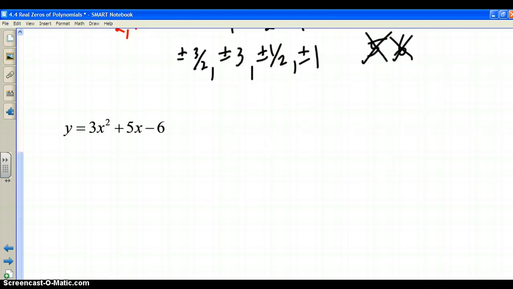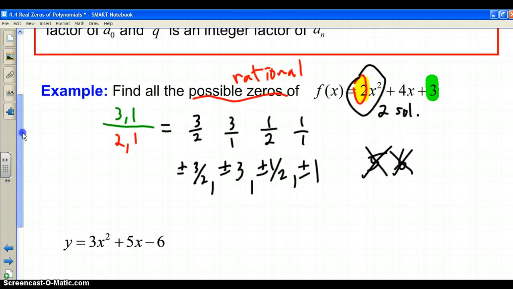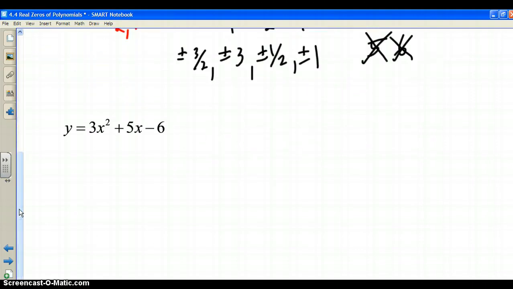Okay, so let's think through this one. Just like before, we want to think through factors of this divided by factors of this. And so let's make our fraction here. On top of our fraction is factors of 6. So we have 6, 3, 2, and 1.